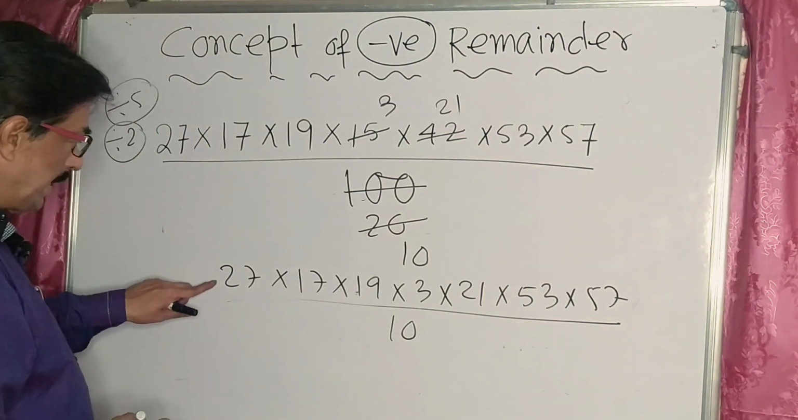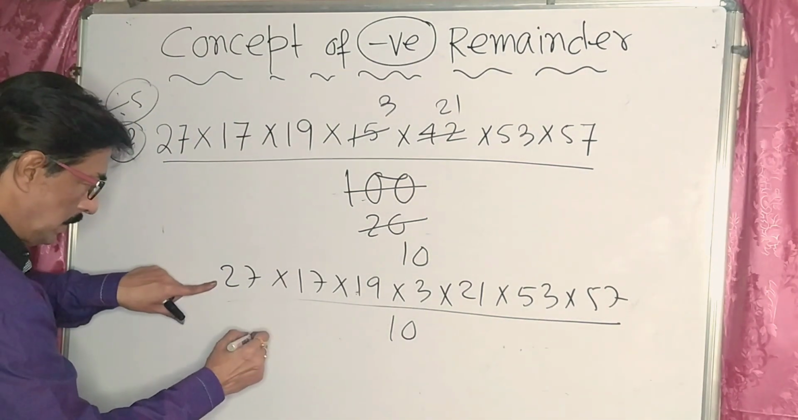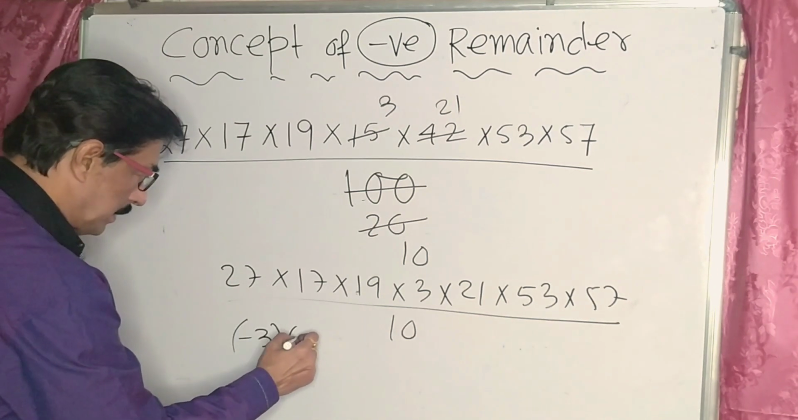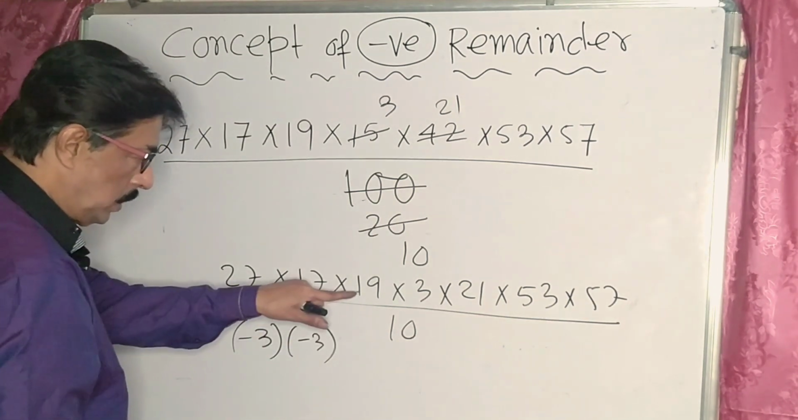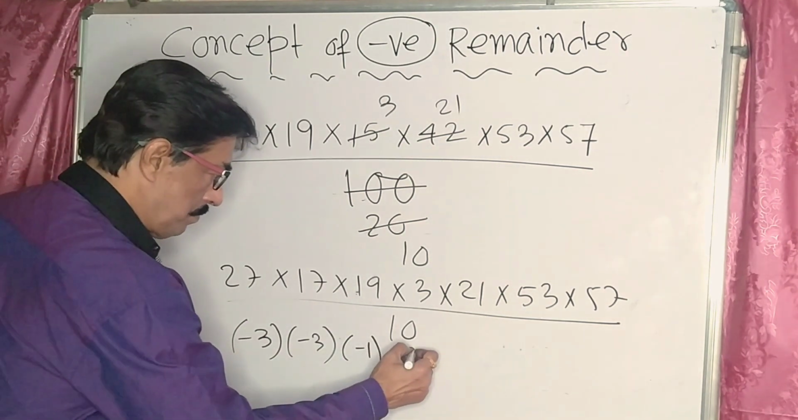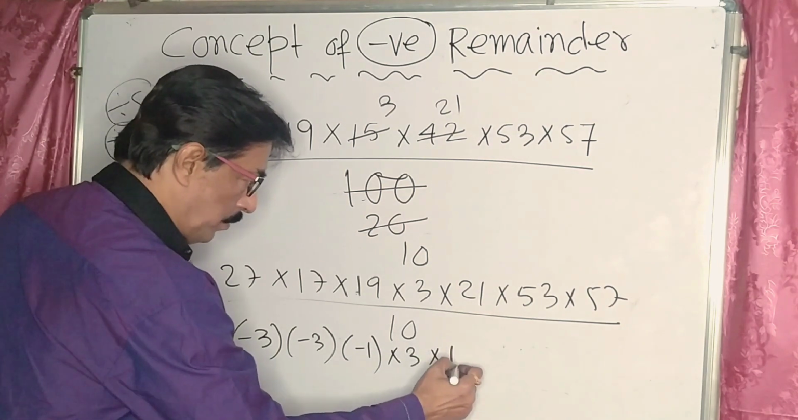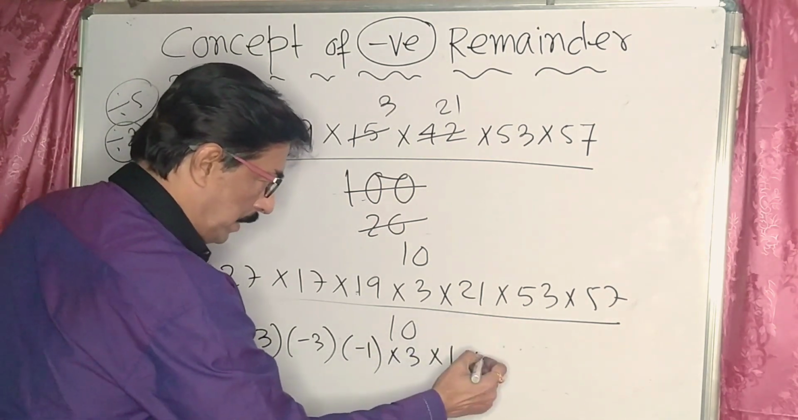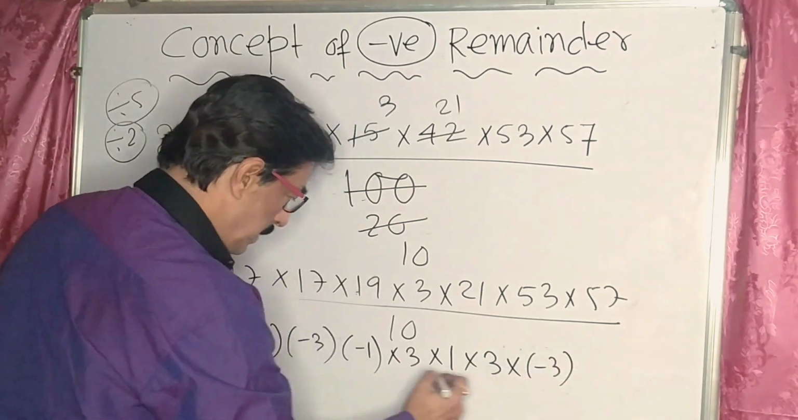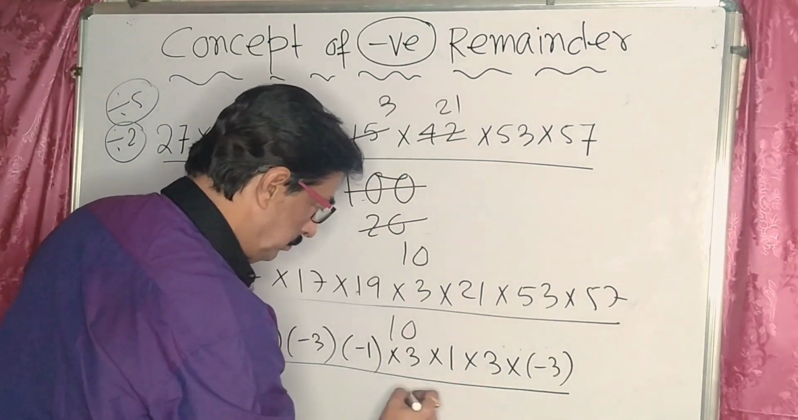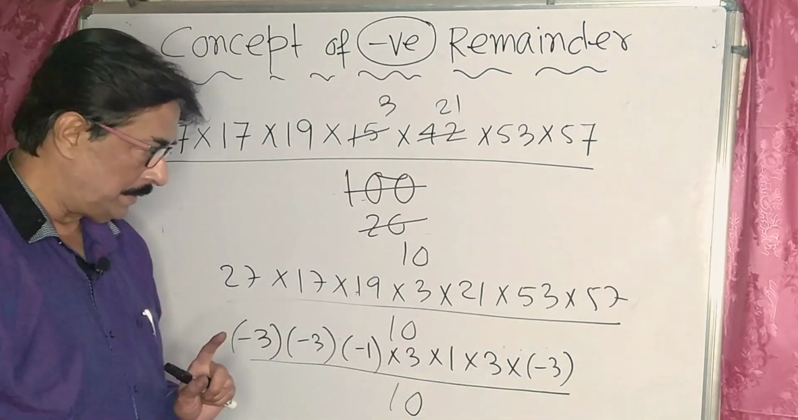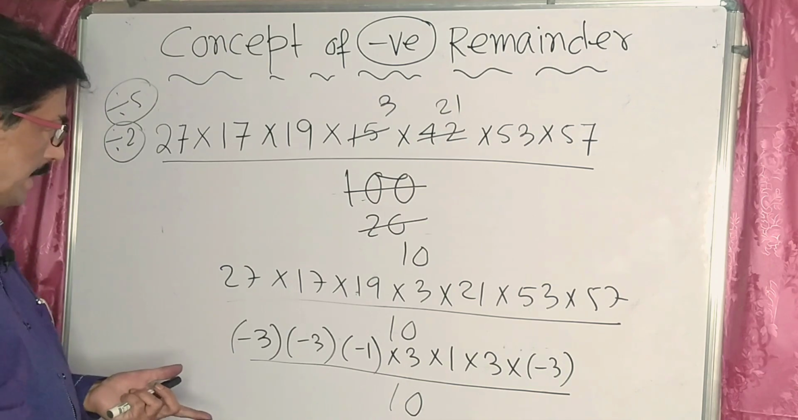Again, 27 negative remainder 3. 17 negative remainder minus 3. 20 negative remainder minus 1. Then 3. Then 21 positive remainder 1. 50 positive remainder 3. 60 negative remainder minus 3. Now divide by 10. 1, 2, 3, 4 times negative means plus. So I can write here plus.